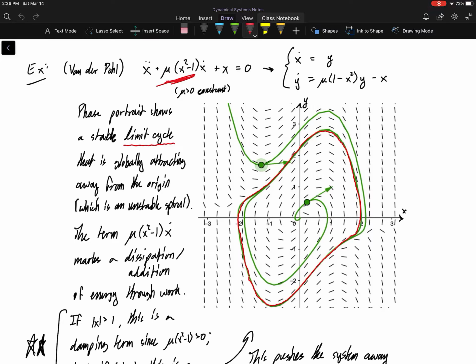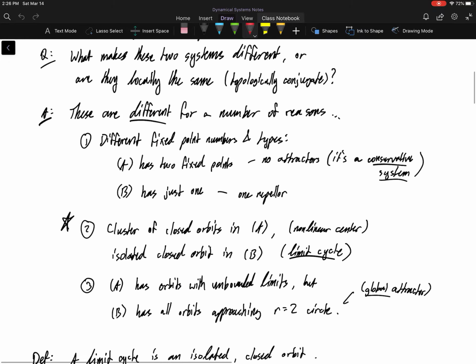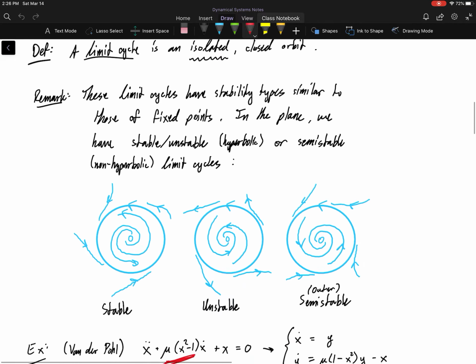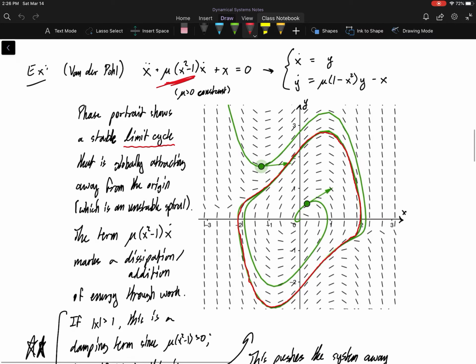And as it turns out, we see a limit cycle again, right? And again, I've highlighted this in red on the phase portrait. It is again globally attracting away from the origin. The origin is an unstable spiral, so just like the previous example, except we're oscillating in the other direction. The first example was in the counterclockwise direction, and now we have something in the clockwise direction, so orientation does matter as we move forward here.